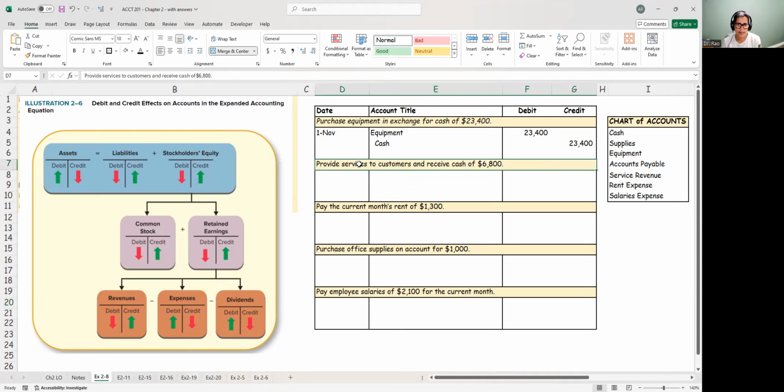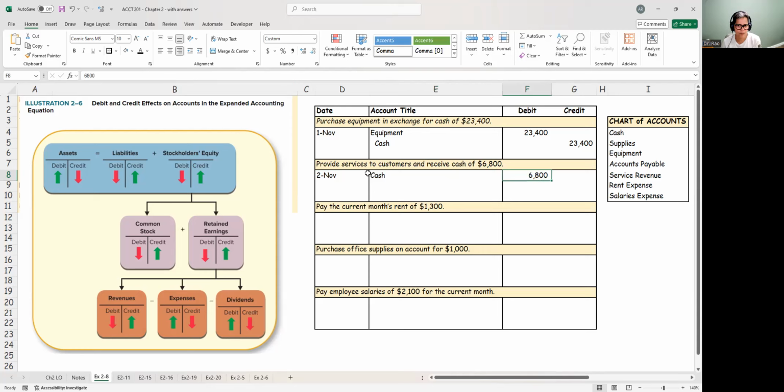In the second transaction, the date is November 2nd. We provided services to customers and received cash. We did the work. We delivered. We provided the services to the customer and the customer gave us cash. This transaction is complete. It's a cash transaction. So for me, what increased? For me, cash increased. My cash balance went up by 6,800.